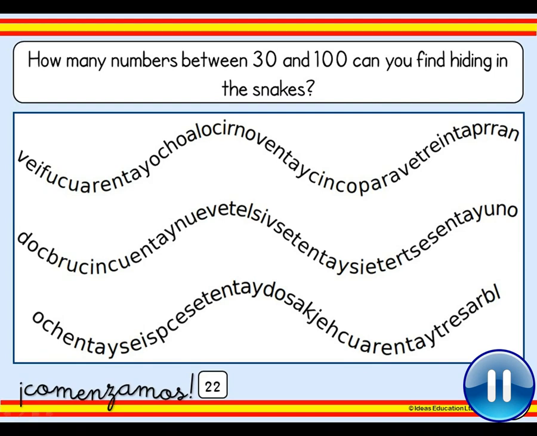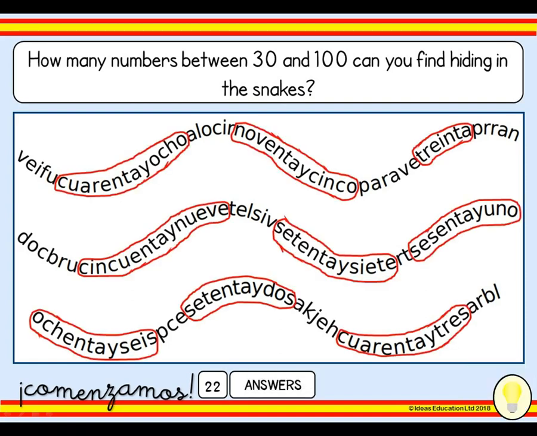So, do you think you've found them all? Let's have a look and see where they are. So we have 48, 95, and 30 on the top. In the middle, 59, 77, and 61. And on the bottom, 86, 72, and 43. How many did you find?